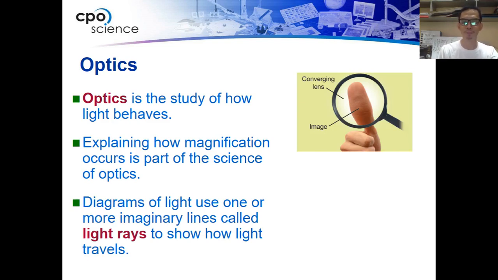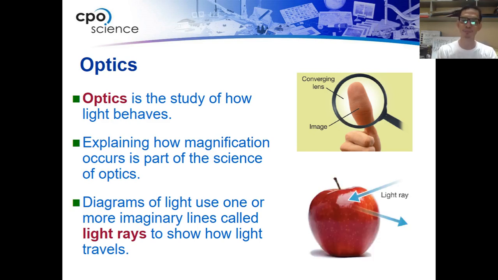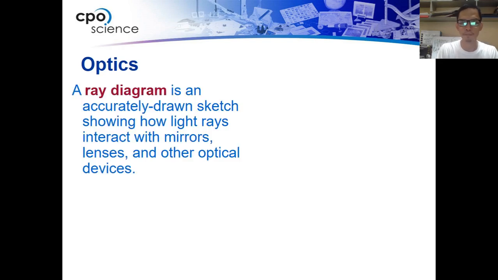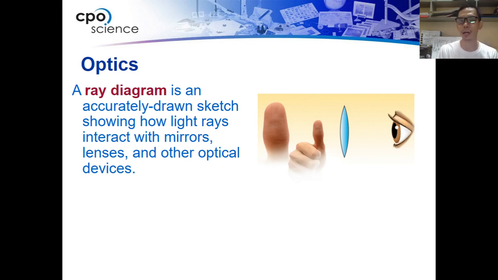The diagrams of light use one or more imaginary lines called light rays. In this part of the lesson, we will also use diagrams of light called ray diagrams in order to find out how an image is formed using different mirrors and lenses. A ray diagram is an accurately drawn sketch showing how light rays interact with mirrors, lenses, and other optical devices. We will work on this in future discussions.